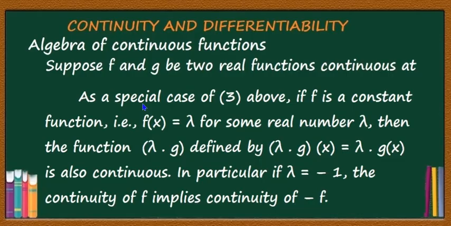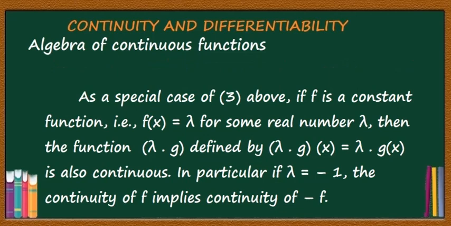In addition, as a special case of 3 above, if f is a constant function, that is f of x equal to lambda for some real value of lambda, then the function lambda into g, defined by lambda g of x, is also continuous. And in particular, if lambda equal to minus 1 and f is continuous, minus f is also a continuous function.